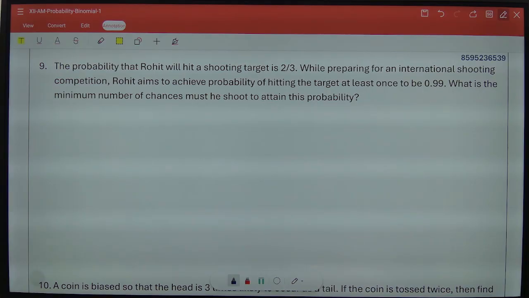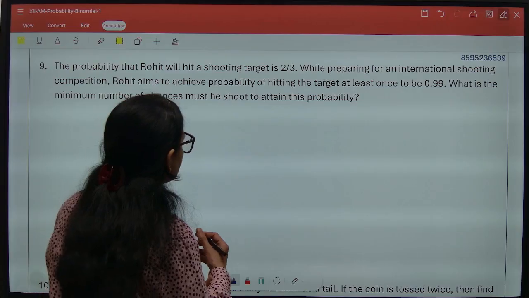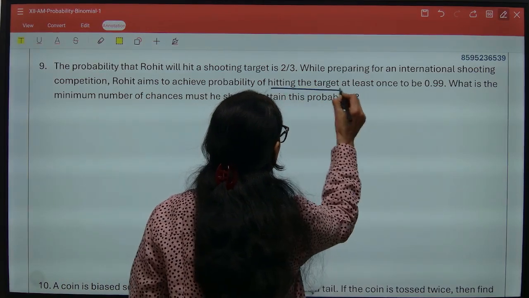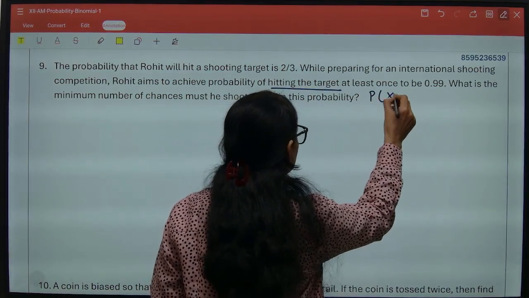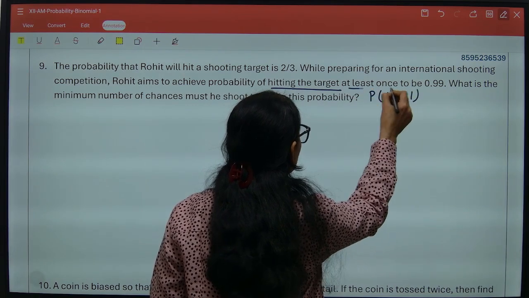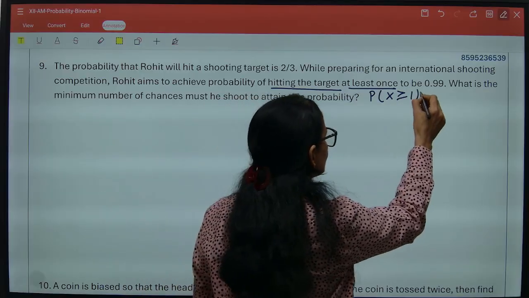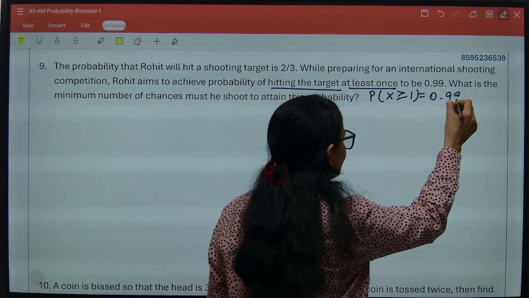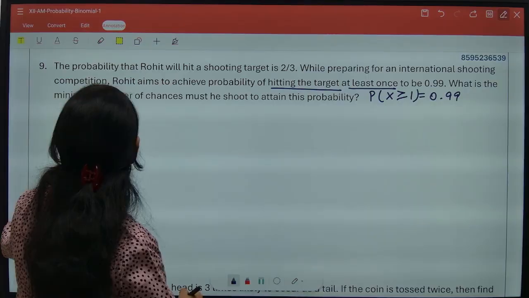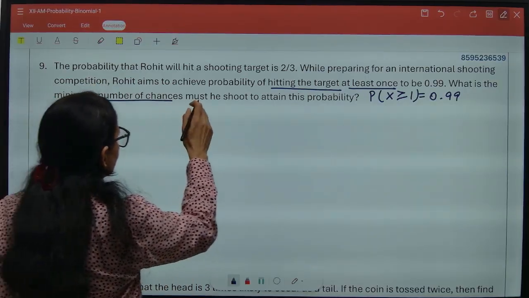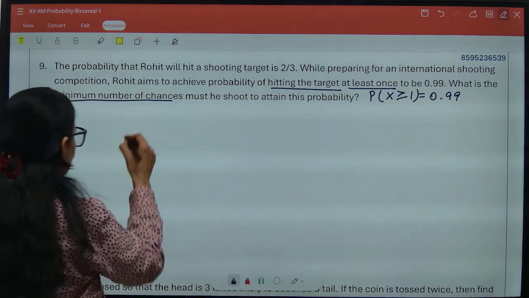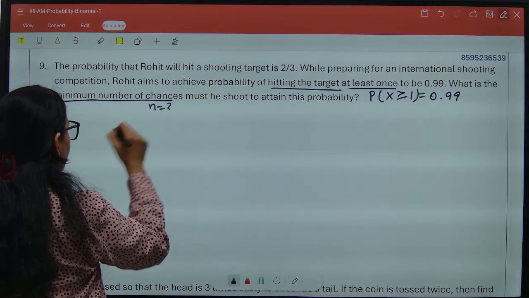The probability that Rohit will hit a shooting target is 2 by 3. While preparing for an international shooting competition, Rohit aims to achieve probability of hitting the target at least once, so probability of x being greater than equal to 1, at least once means greater than equal to 1, to be 0.99. So this is what he is wanting to achieve. What is the minimum number of chances that he must shoot to attain the probability? So that means you need to find the value of n.